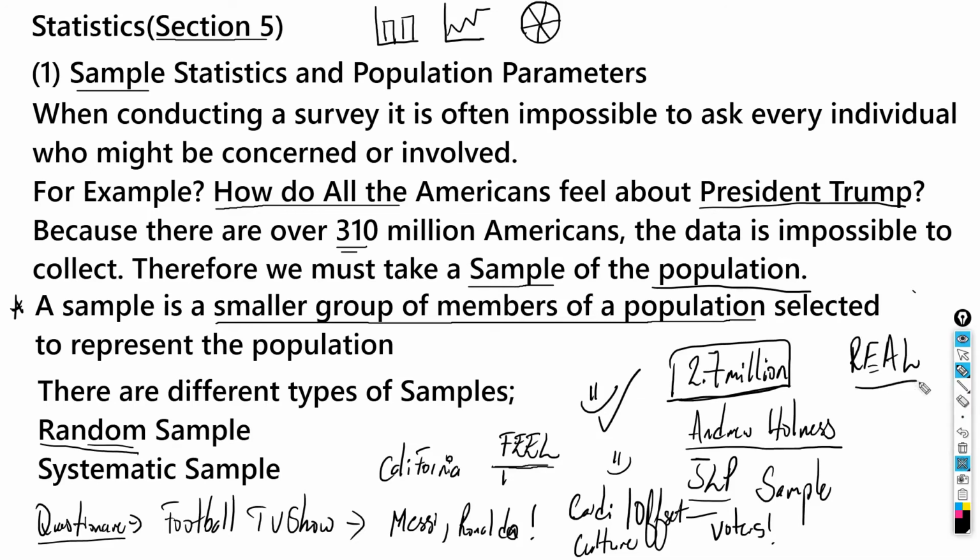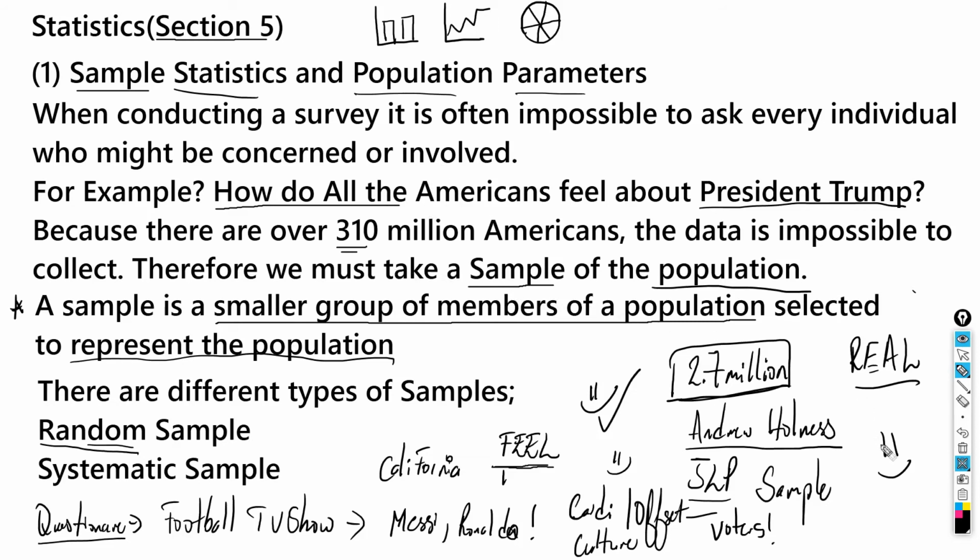Yeah, it's good to focus on reality. All right, guys. And statistics brings you closer and closer to reality. That's the best part about it. Now, remember this definition, guys. A sample is a smaller group of members of a population selected to represent the population. And that's what we're going to be focusing on, guys. Sample statistics. And we're going to be focusing on population parameters. So let's go further into what population parameters are.